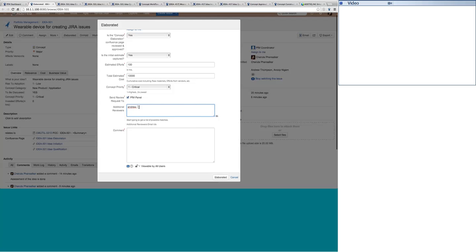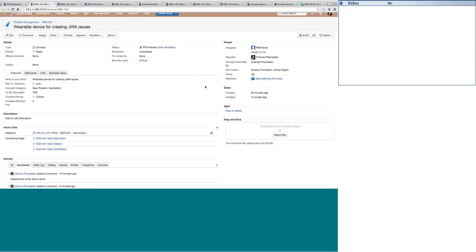It is based on the concept, or the idea, that we have expertise for. So basically, all the PSM panel members and the additional reviewers will receive an email saying that this idea is elaborated. Once they receive the email, they can simply provide their feedback comments on the idea, and you can see that right now they are assigned as the PSM panel.